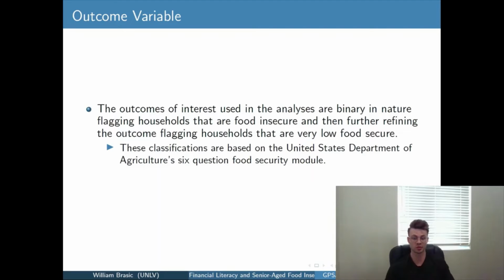Now, for the outcome variable, we're trying to determine: is financial literacy a determinant of food insecurity? So it makes sense that food insecurity would be the outcome variable, and we're going to define that outcome variable to be binary in nature. If food insecurity equals 1, then that senior would be food insecure. If a senior is not food insecure, then it would be 0. So fairly simple, fairly straightforward.